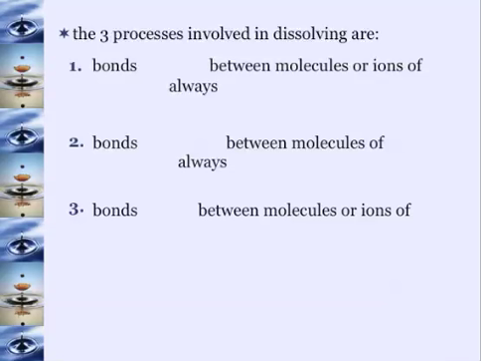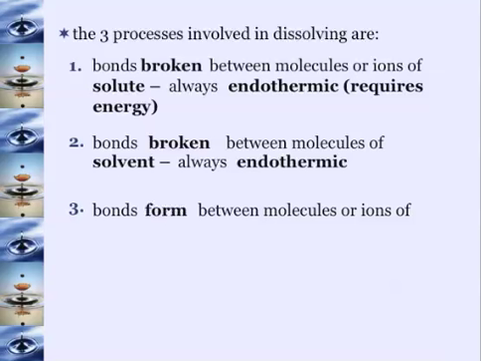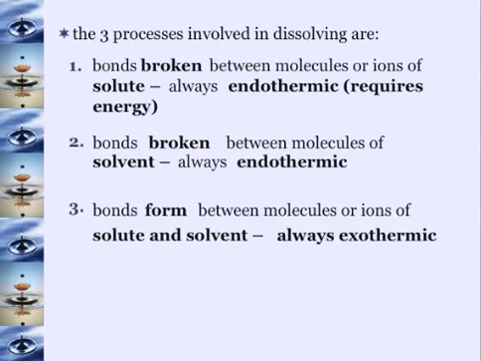Okay, so the three processes that are involved in dissolving are: 1. Bonds are broken between molecules or ions of the solute, and it's always an endothermic reaction, so it requires energy. Then bonds are broken between molecules of the solvent, which is always an endothermic reaction. And then finally, bonds form between molecules or ions of the solute and solvent, which is always exothermic.